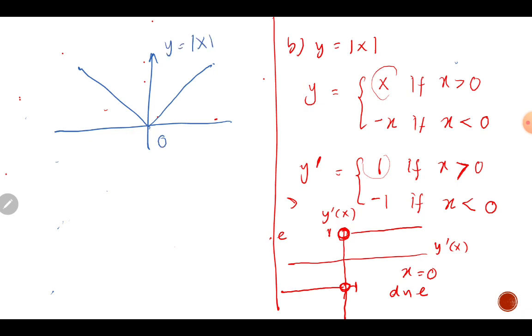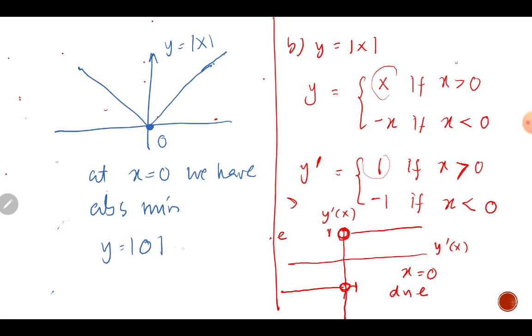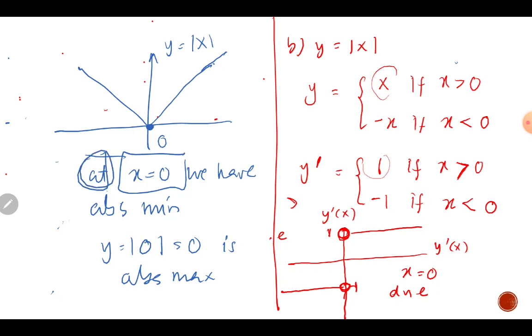So, nampak kan? At this point, yes, this is absolutely low. Kan? So, meaning that here at x equals to 0, we have absolute, paling rendah kan? Maximum ke minimum? Absolute minimum. Okay, y equals to modulus x sama dengan kosong. Ni position dia je. Dekat at x equals to 0, we have absolute minimum where the value is equals to 0. Okay, boleh faham? Alright.